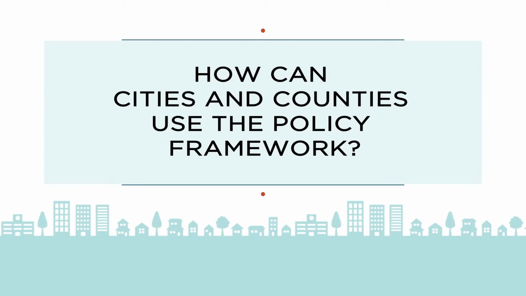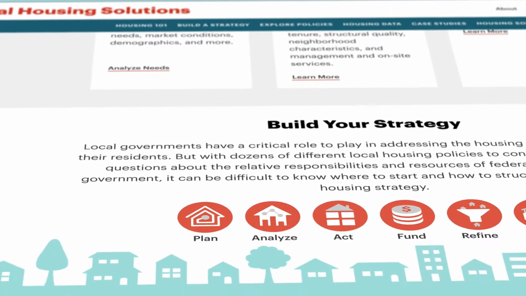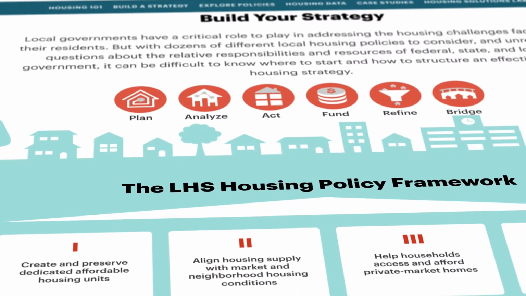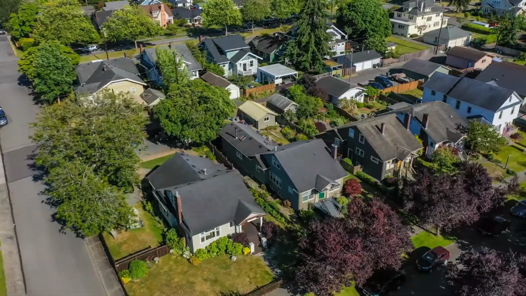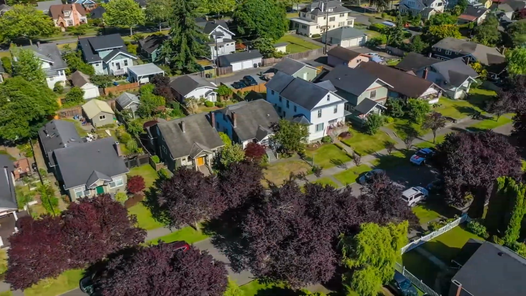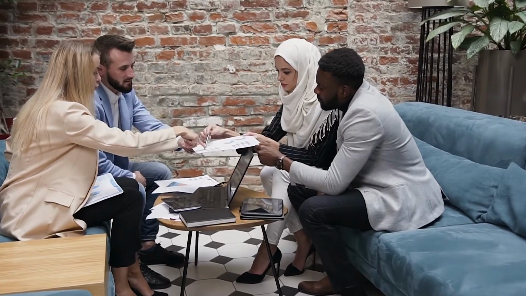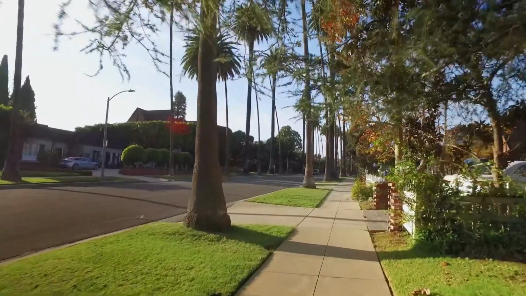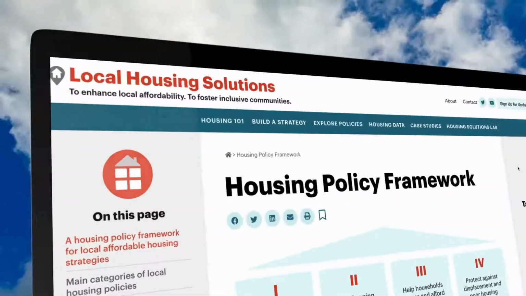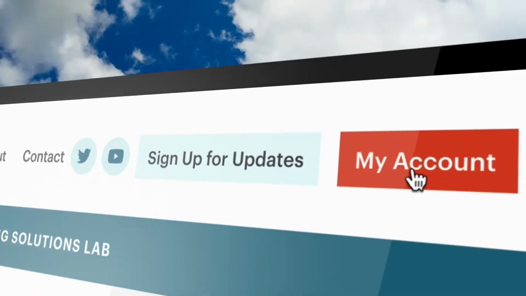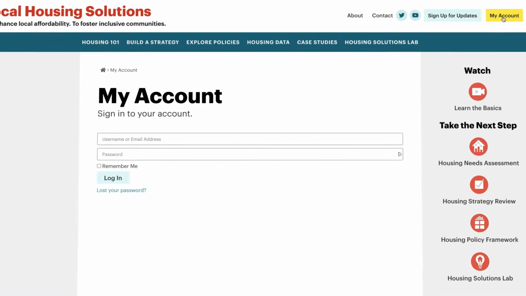How can cities and counties use the policy framework? There is a lot of information included in our framework, and there are many ways to use it. Here are a few ideas. Cities and counties that wish to develop a comprehensive local housing strategy can use the framework as an outline of the policy categories to consider in order to comprehensively address their housing affordability challenges. We recommend that each city or county adopt at least one policy, but ideally multiple policies within each pillar.